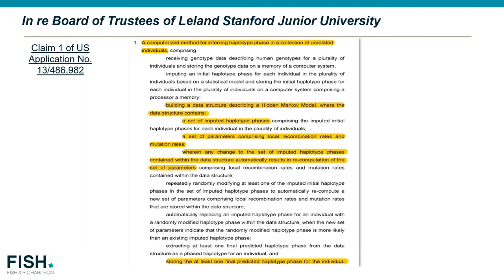So phases, a set of parameters comprising local recombination rates and mutation rates, wherein any change to the set of imputed haplotype phases in the data structure automatically results in recomputation of the set of parameters. And then they go through a couple of other steps and end up with storing the at least one final predicted haplotype phase for the individual. And that's where the claim ends. And that's important, as it'll turn out. Next slide, please.